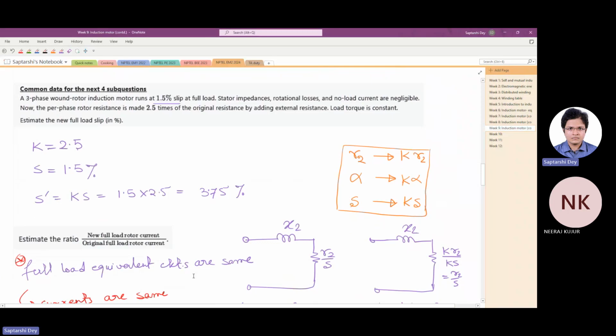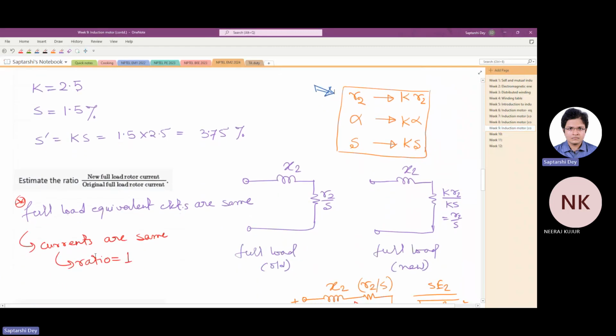Now next question is same, more or less. Full load slip is given, and per phase rotor resistance is made 2.5 times. So this relation we derived some time back will be of help here. So K is 2.5. Full load slip was 1.5. Now what is the full load slip? It is Ks. Just multiply with K, you get this.